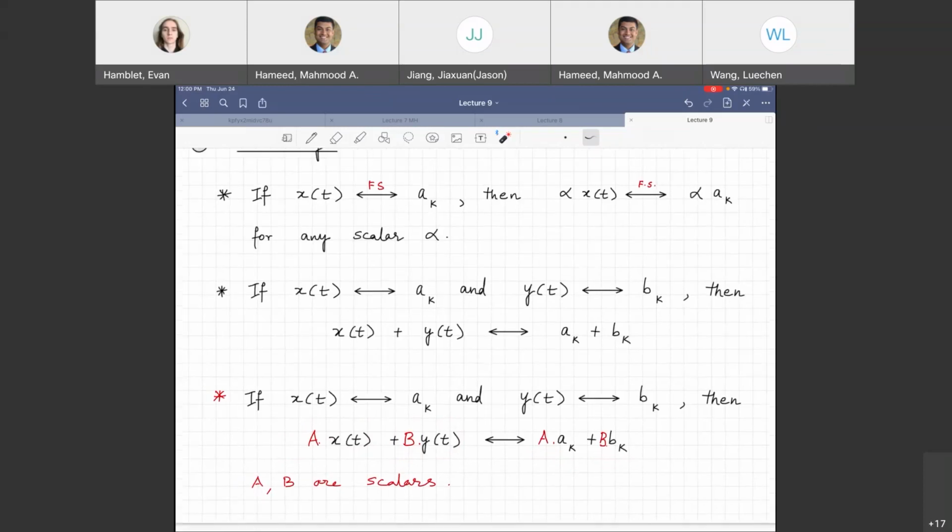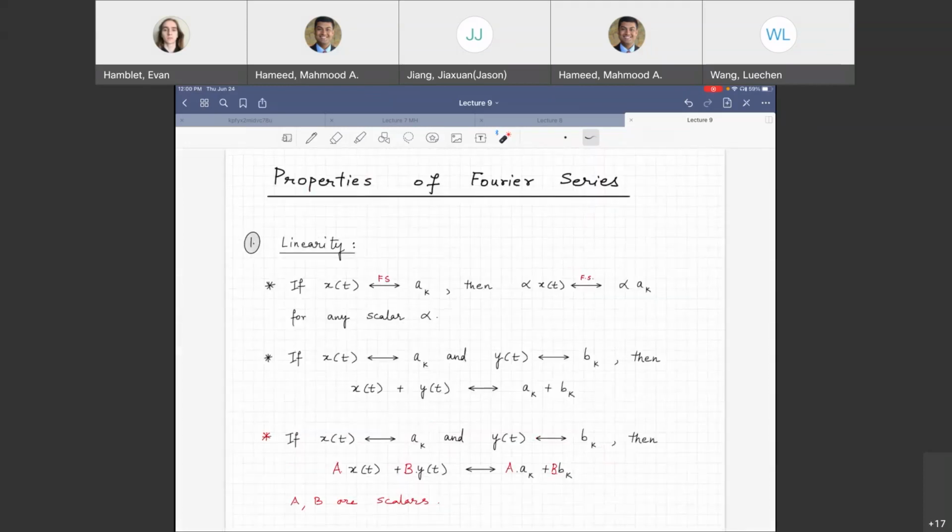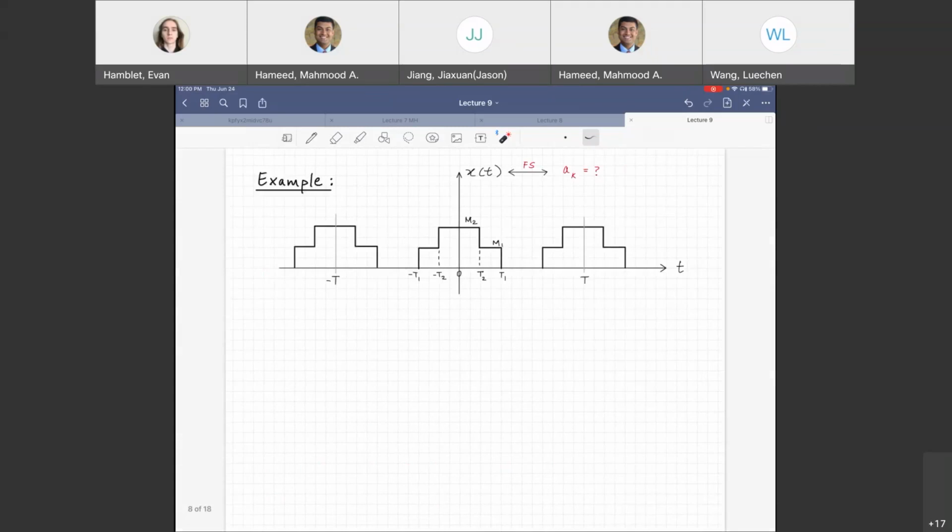That's your linearity property. It can be proved by using the integration formula. But when you really understand the linearity property, use it in a problem, and then you see the advantage of that. So this is the last thing that I want to do today.